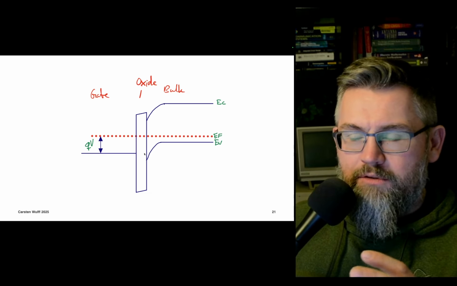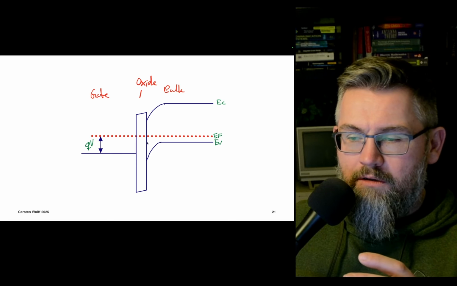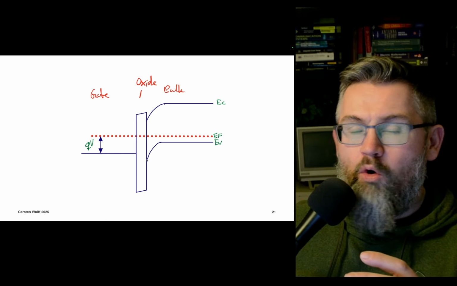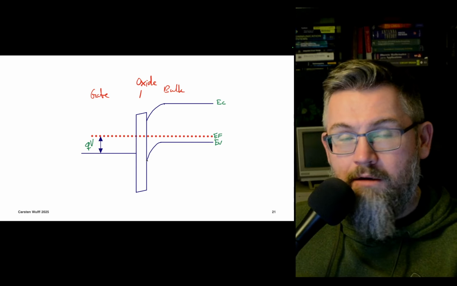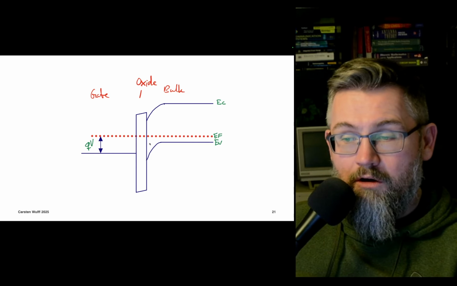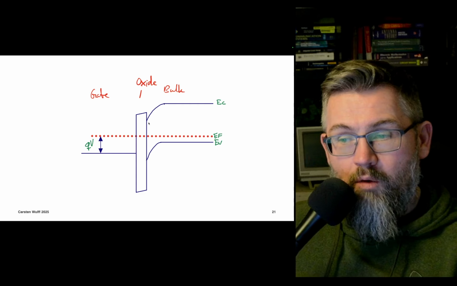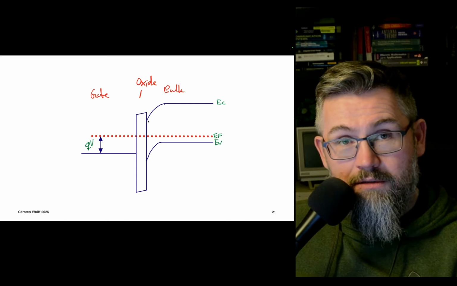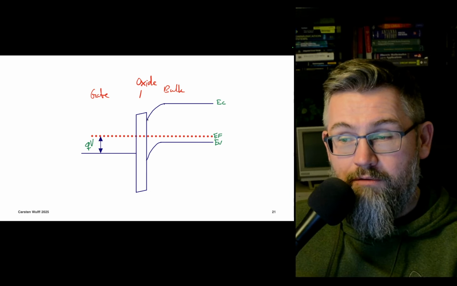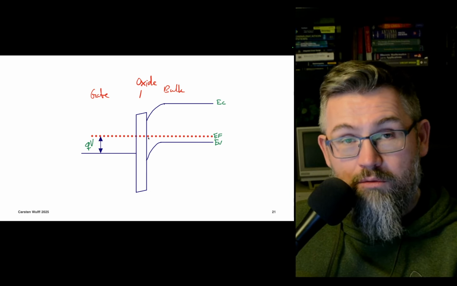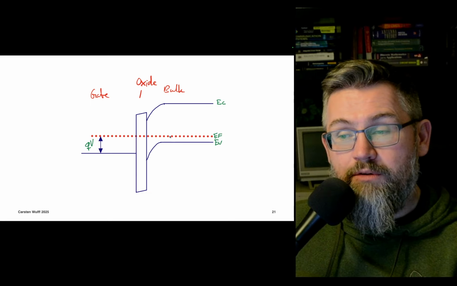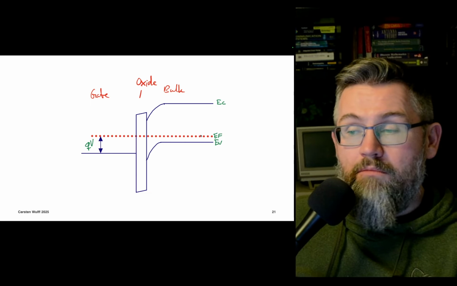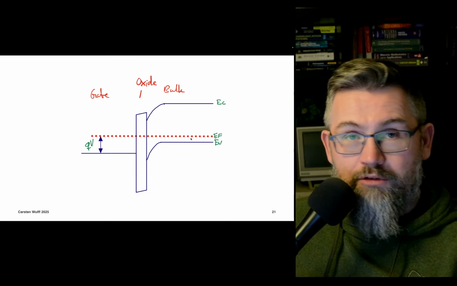And what then happens, of course, is that the amount of holes in the valence band now reduces because there's a larger distance to the Fermi level, while the amount of electrons in the conduction band increases because the distance to the Fermi level is reduced. Now, as we go deeper in the silicon, then we're back to sort of intrinsic silicon.